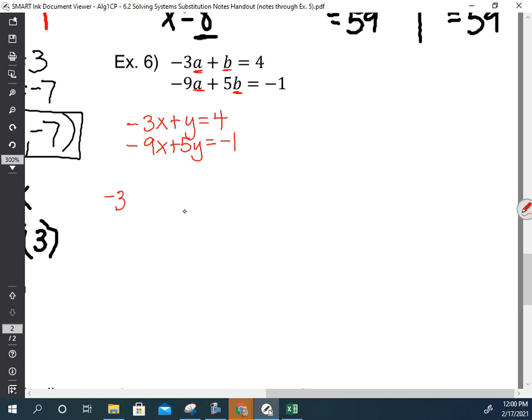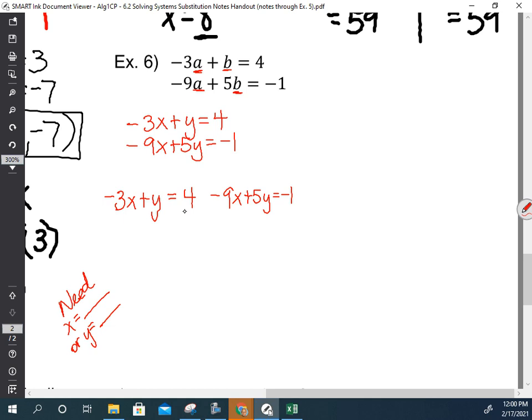If we look at both equations, neither one of them has x or y by itself. So we need either x equals something or y equals something. So which equation is easier to rewrite?